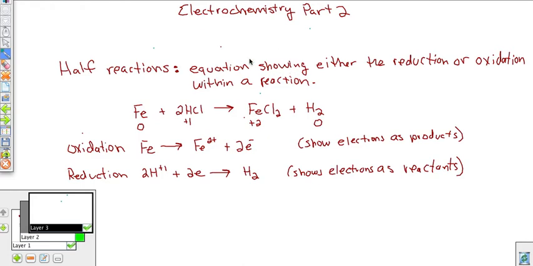In this video I want to show you the concept, or I suppose a bit of a review, of the idea of half reactions. A half reaction is where you split up a chemical reaction into its oxidation and reduction parts. Reduction is the gain of electrons, and oxidation is the losing of electrons. With any chemical reaction, there's always an exchange of electrons one way or another, and so this oxidation and reduction can be found within chemical reactions.